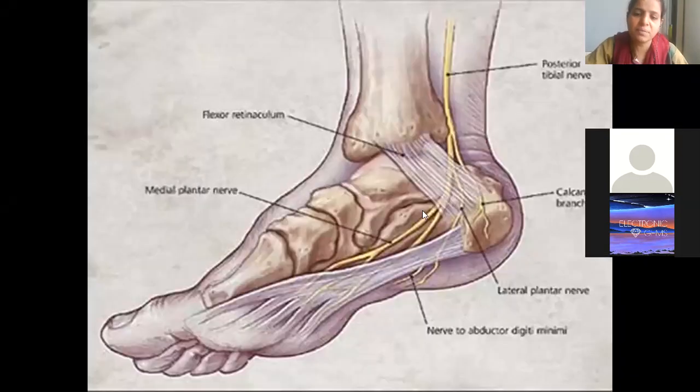The tibial nerve is dividing into what are the two terminal branches, Hema? Lateral and medial plantar nerves. Yeah, medial and lateral plantar nerves. Very good. What is the name of the artery which is passing below this retinaculum?